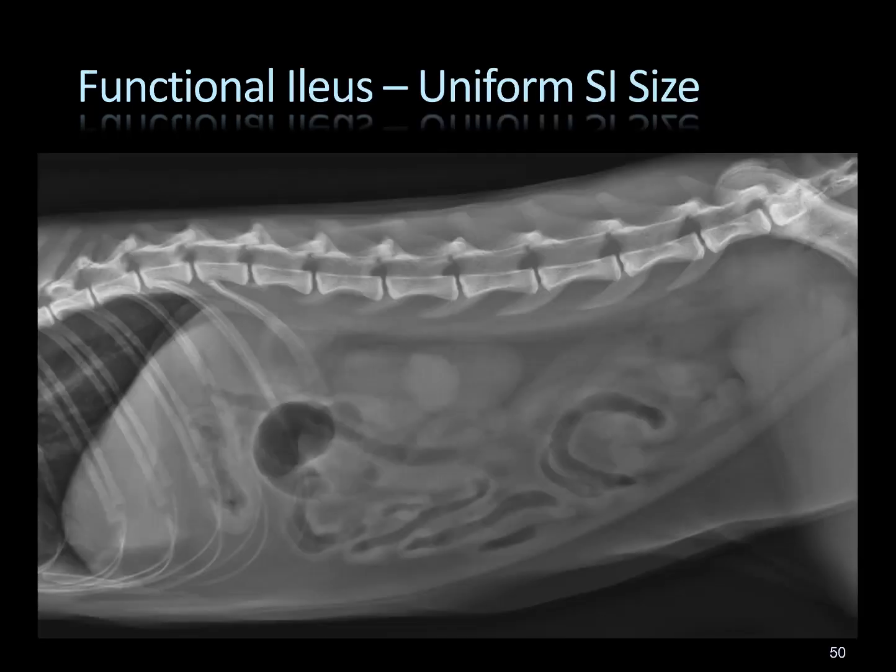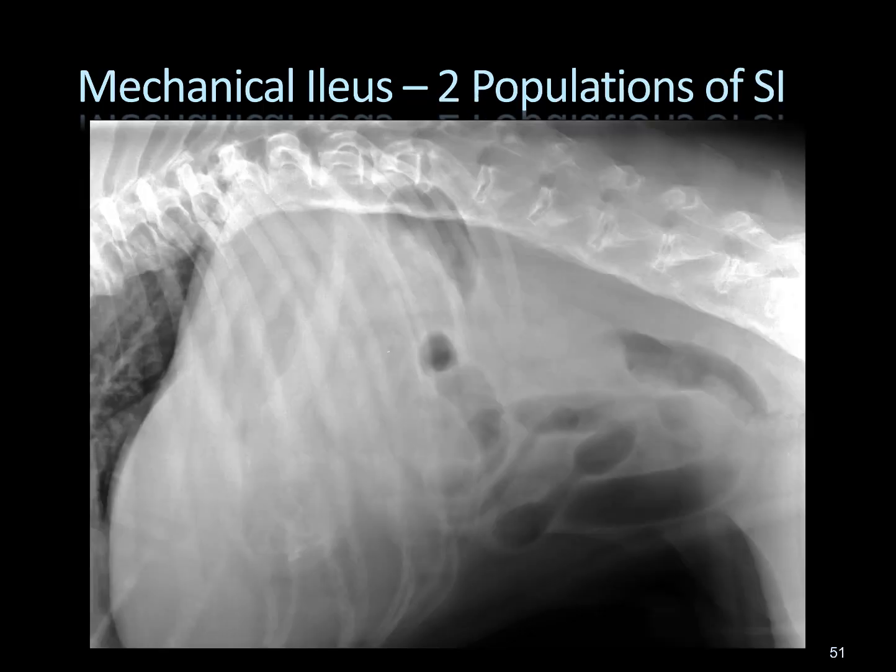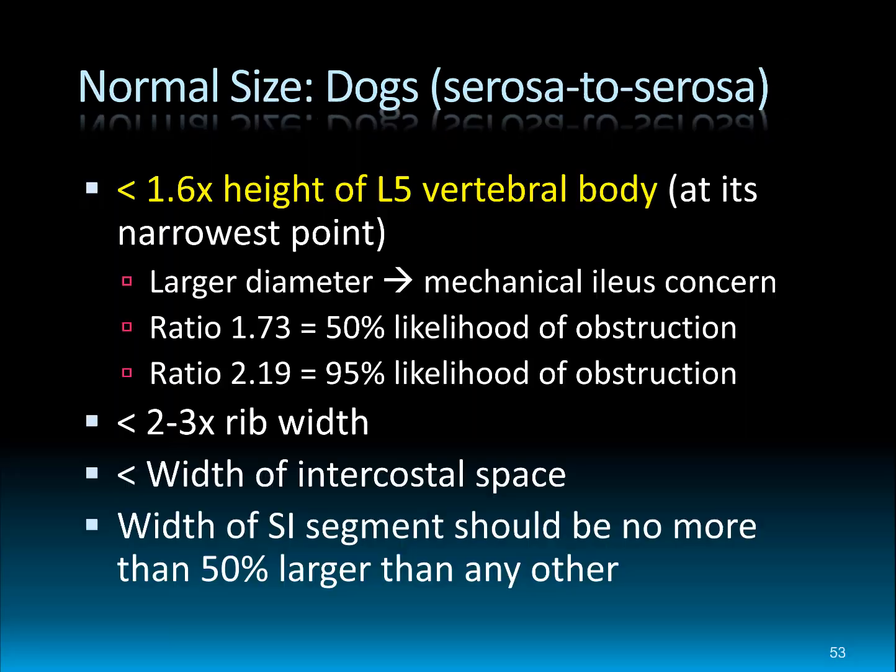Here we have a cat with a functional ileus. You can see all the intestinal loops are nice and relatively uniform in their size. They're all a little gassy, but nobody's particularly bigger or smaller than the others. So again, this would be typical for a functional issue like a gastroenteritis. Here we have a mechanical ileus where we have small intestinal segments of different sizes. Some are big and some are normal, and so this is more compatible with an obstruction.